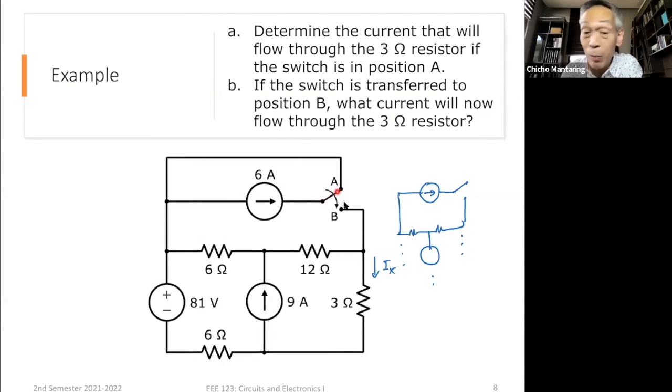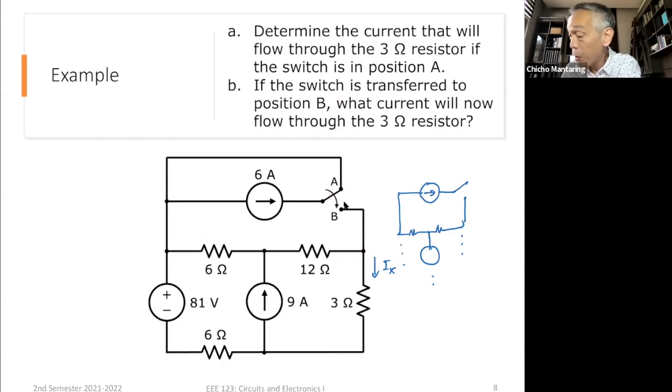So that when the switch is in position A, your 6 amperes just circulates here. And finally, when the switch is in position B, that's where the 6 ampere will now pass. But if you have a 6 ampere source that's just floating, not connected to anything, then theoretically, that's an invalid circuit. Because there's supposed to be a current of 6 amperes flowing, but where is the current flowing if it is open? Okay. So that's the reason.